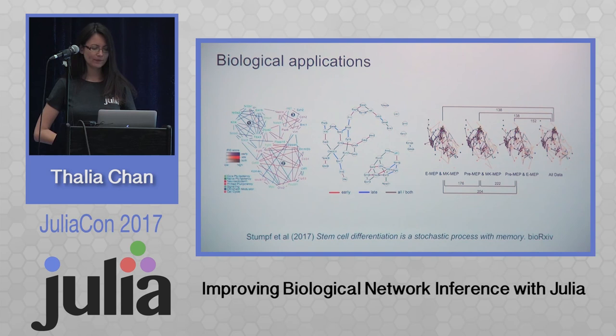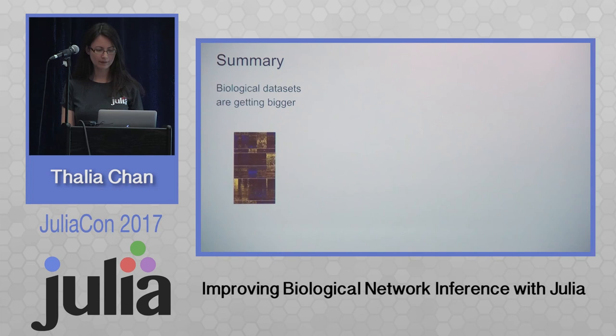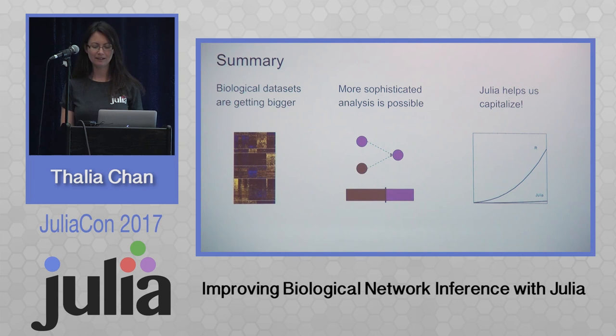So our approach is being used to make real biological findings. The network on the left there is from this paper here, and we were able to learn a little bit more about developing neurons in the mouse. And the key thing is, the reason we have any confidence in these networks is because we were able to rigorously test our algorithm, rigorously test the parameters, and it was really the speed and the hackability of Julia that allowed us to do this. So, in summary, biological data sets are getting bigger, which is great because we can do more sophisticated analyses. And Julia is really helping us to capitalize on this.